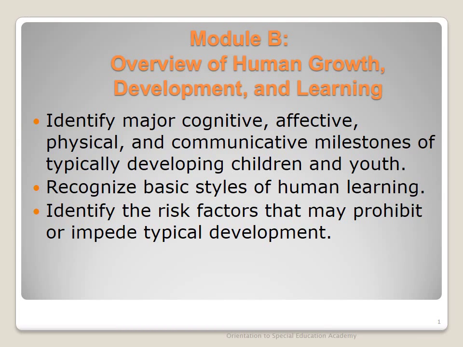You have completed Module A, and we will move on to the overview of human growth, development, and learning. In this module, we will identify major cognitive, affective, physical, and communicative milestones of typically developing children. We'll recognize some basic styles of human learning, and we will discuss the risk factors that may prohibit or impede typical development.